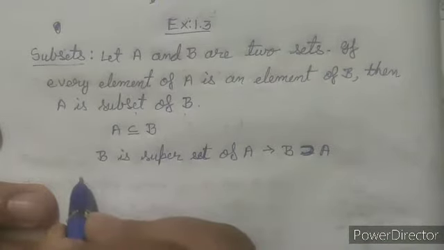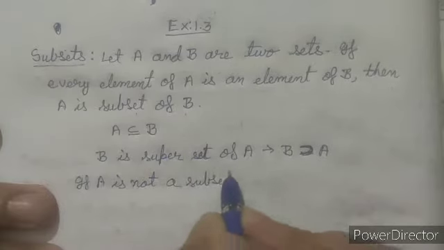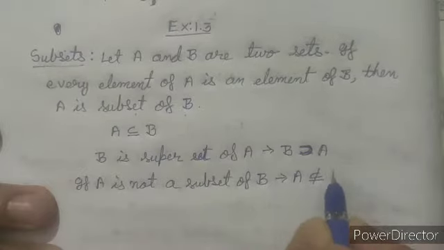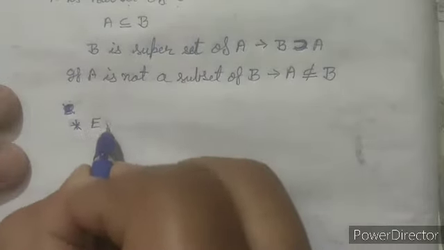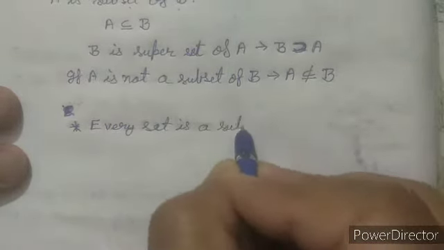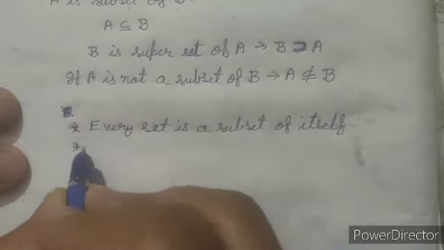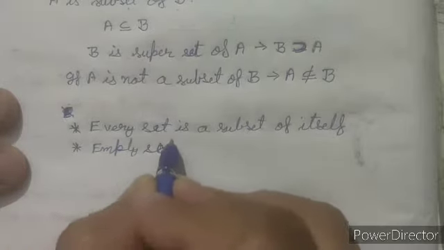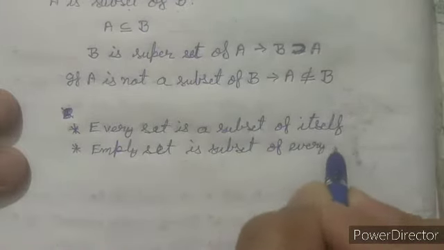Now if A is not a subset of B, then it is denoted by A ⊄ B. Two things we have to keep in mind: every set is a subset of itself, and a null set or empty set is a subset of every set.